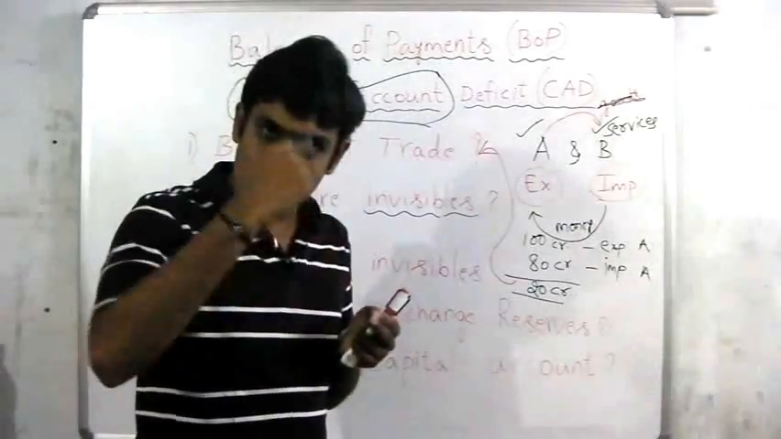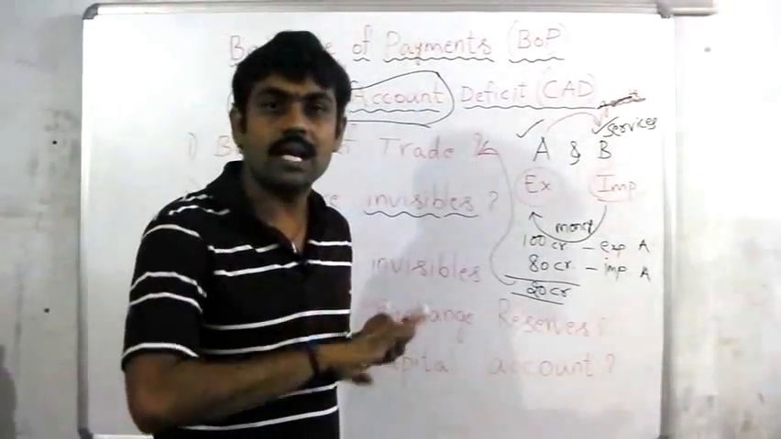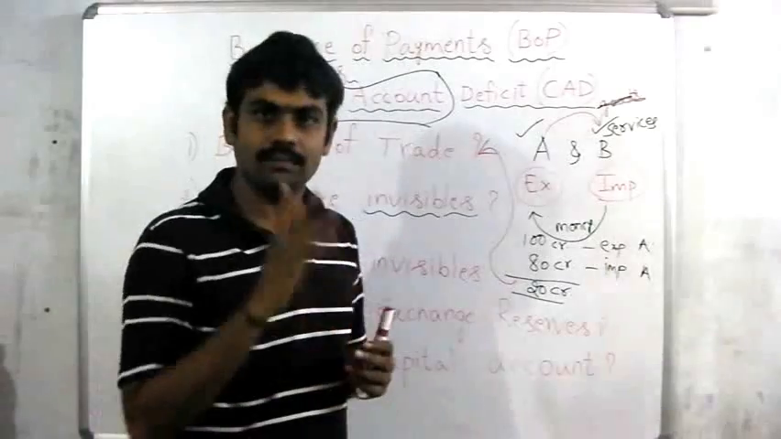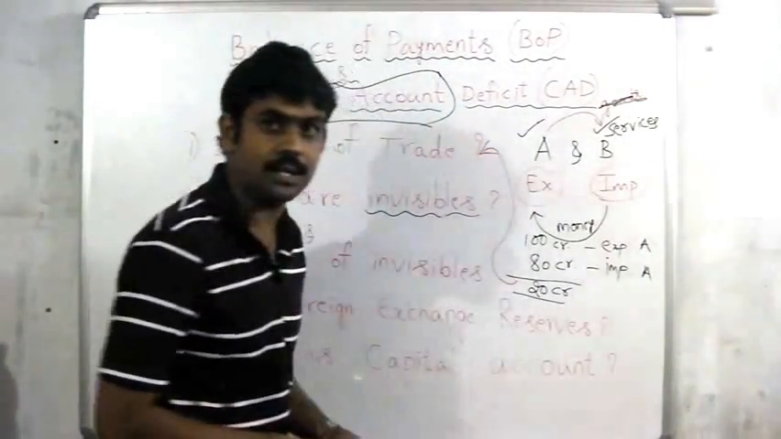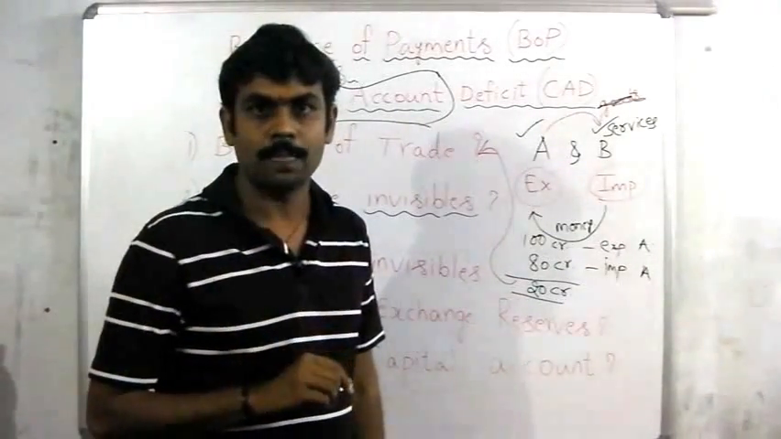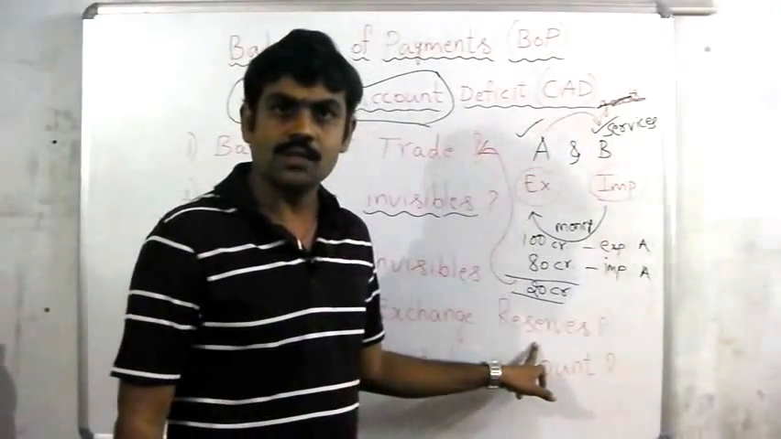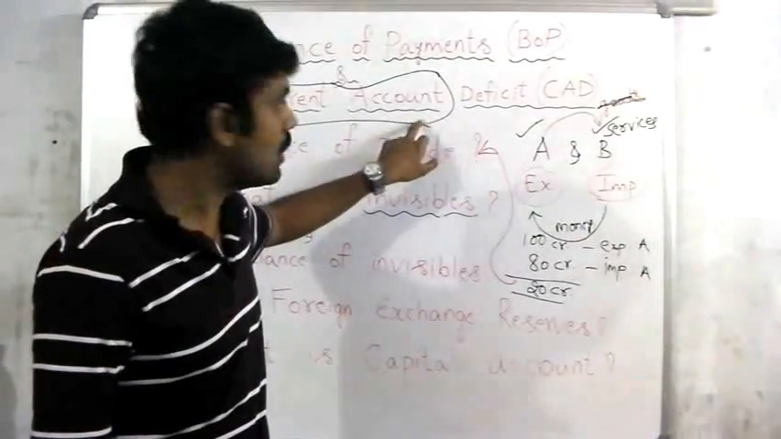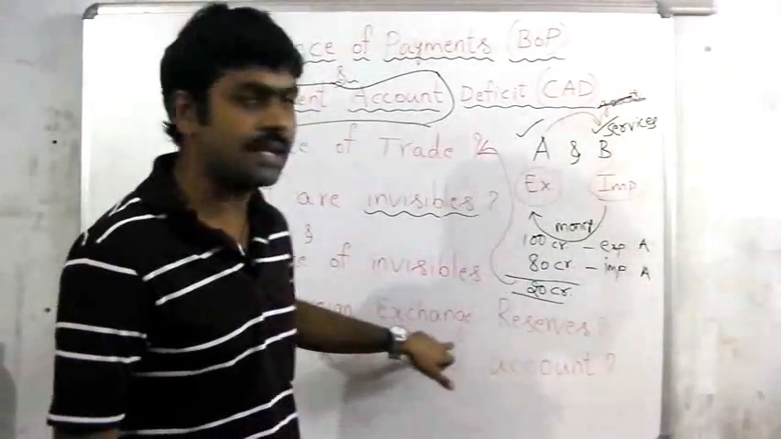So for exports we will get the money in our currency, whereas for imports we will pay them in their currency. That's it. So for that purpose the foreign exchange reserves are necessary to cope up with imports as well as exports. Every country will maintain huge foreign exchange reserves, so that when there is a current account deficit, we may cover this current account deficit by drawing from the foreign exchange reserves.